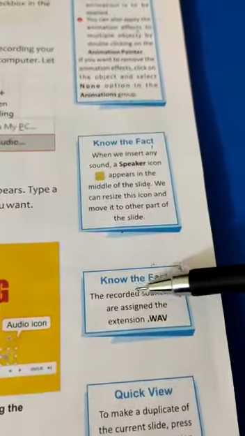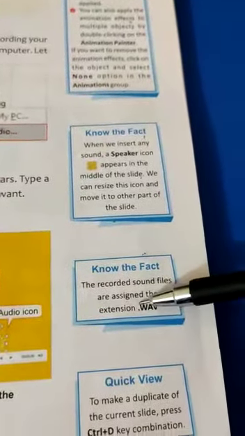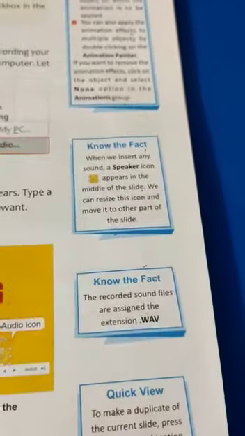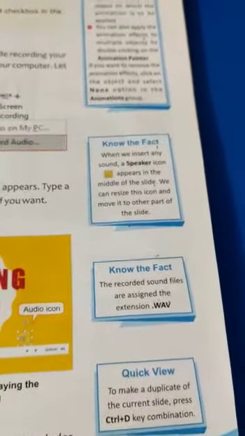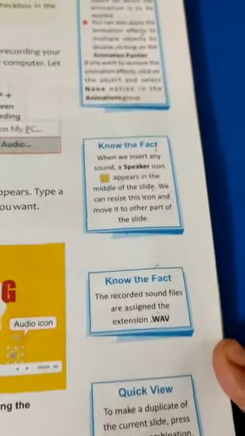Know the fact, the recorded sound files are assigned the extension .wav. So the sound files that are recorded with the help of microphone are assigned the extension .wav.